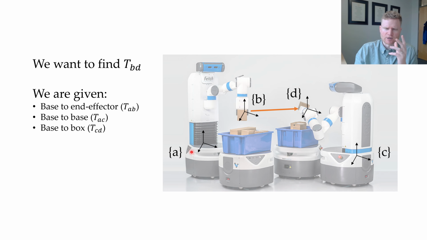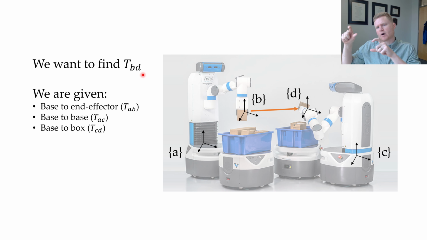So one base, I'm going to call that coordinate frame A. The other base, I'll call that coordinate frame C. The two boxes, I'll call them coordinate frame B for one end effector, D for the other end effector. And what I really want to figure out is how to hand these boxes over. So I want to find this transformation matrix from B to D. I want to find TBD.